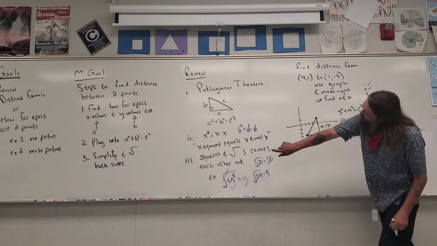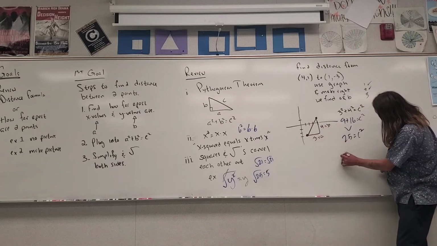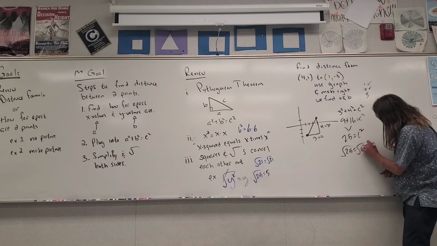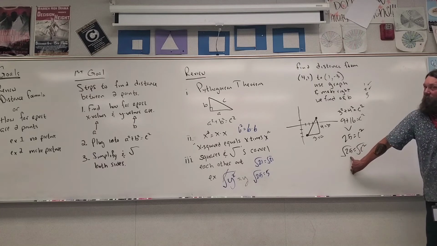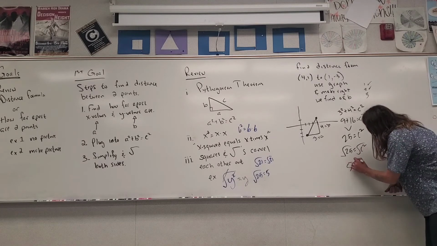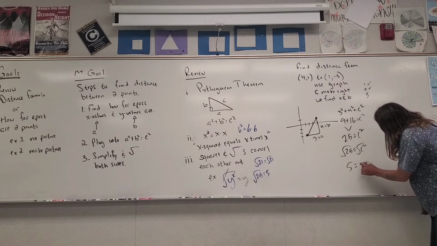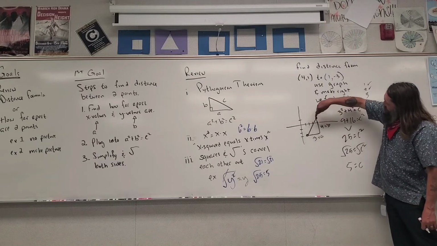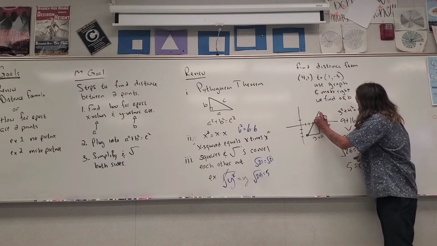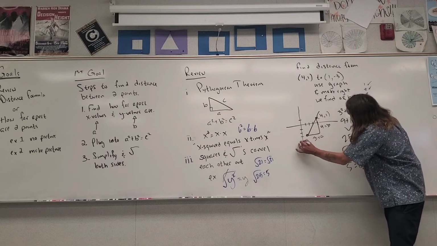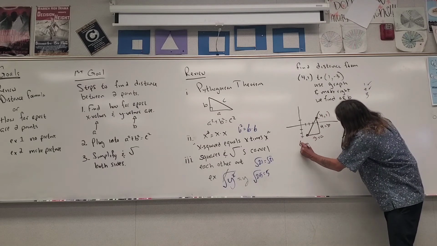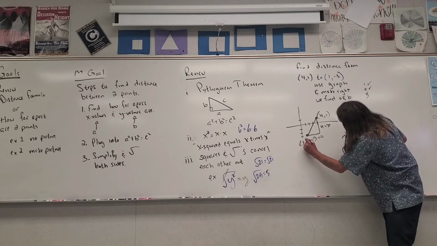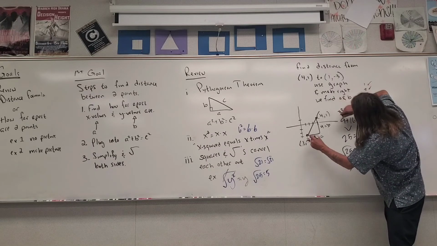I simplified it. Now I square root both sides. So the square root of 25 equals the square root of c squared. Well, I know what the square root of 25 is. It's 5. And I know that the square and the square root cancel each other out. And that's c. My diagonal length from this point to that point, from (4, 1) to (-1, -3), this diagonal length is 5.